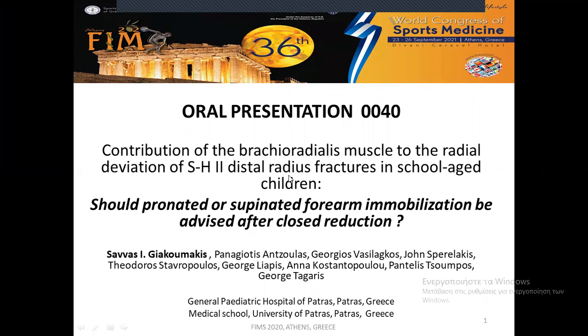It's about the contribution of the brachioradialis muscle to the radial deviation of Salter-Harris II distal radius fractures in school-age children. In the next 8 minutes, I will try to answer the question of whether we should pronate or supinate our forearm after a closed reduction.